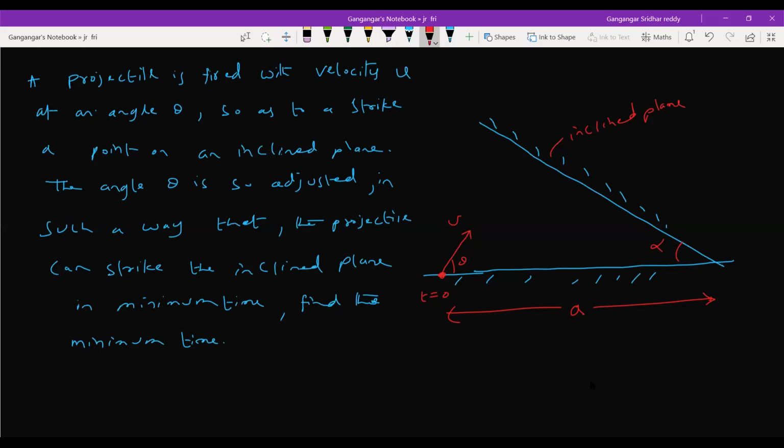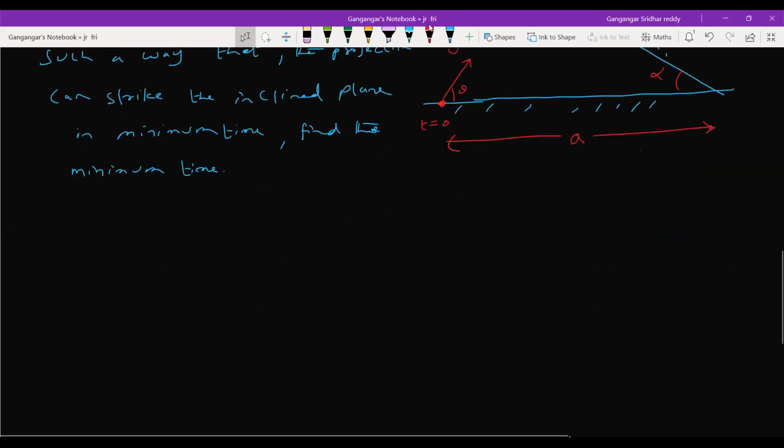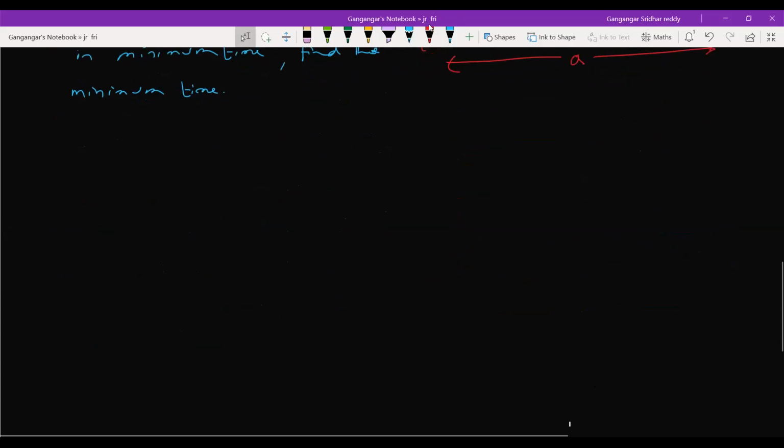First get the diagram. It's telling us it will strike the inclined plane, so how it strikes depends on the answer. But it has to strike the inclined plane in minimum time. If there's no inclined plane, what will happen to it? It will move in a parabolic path. So you can proceed now in this way.